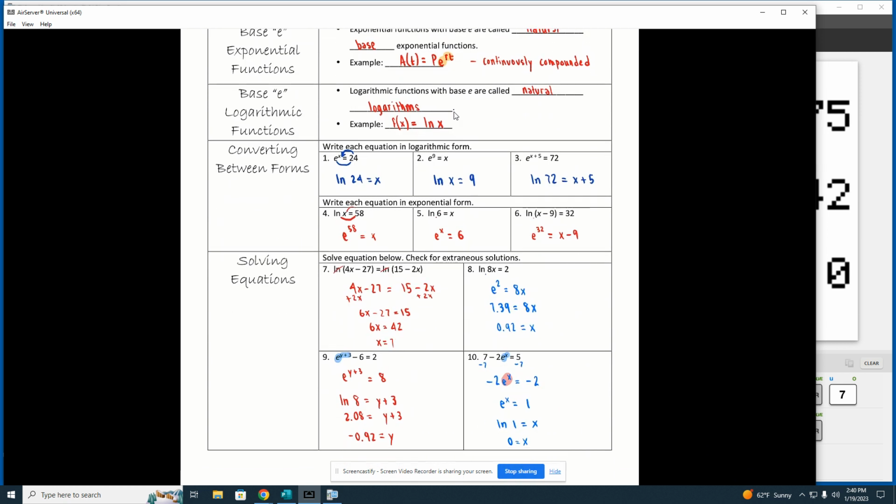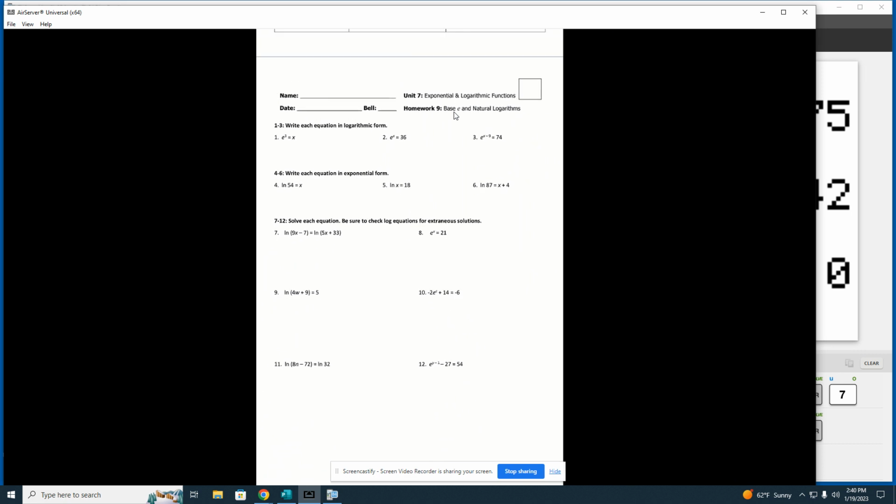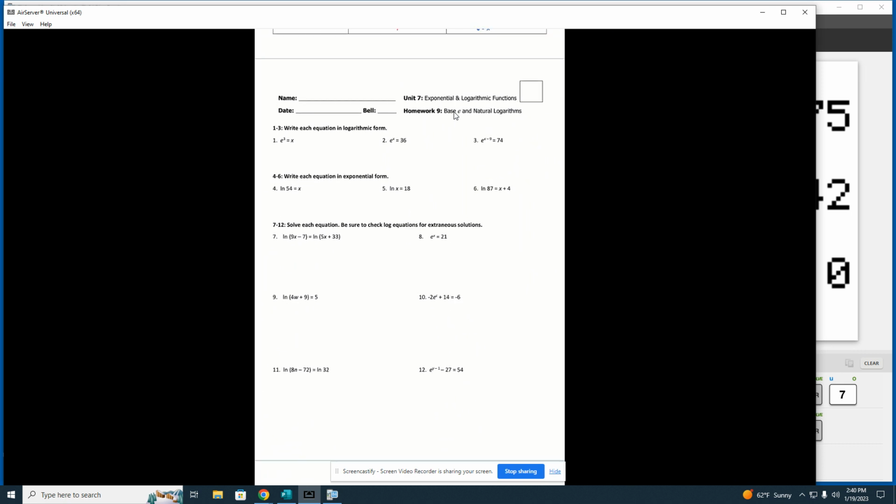So, easy lesson. I think you'll be able to do the homework way before school is out. It's 12 problems, but the first 6 are just simply rewriting them in logarithmic or exponential form, and then you've got the 6 problems here to solve. So, easy. You're going to have a good weekend. Hopefully, you'll have this done before you start.